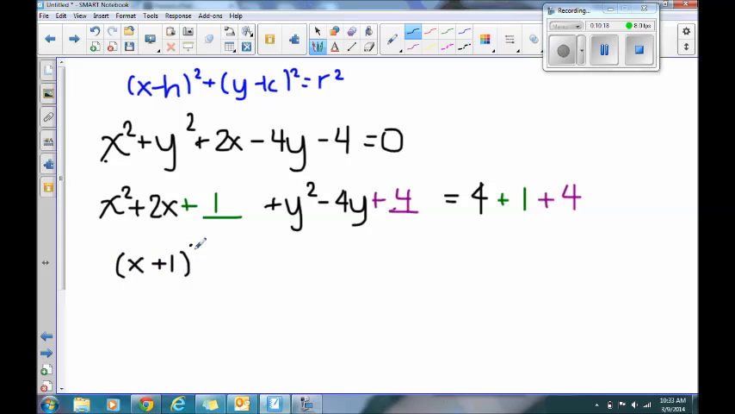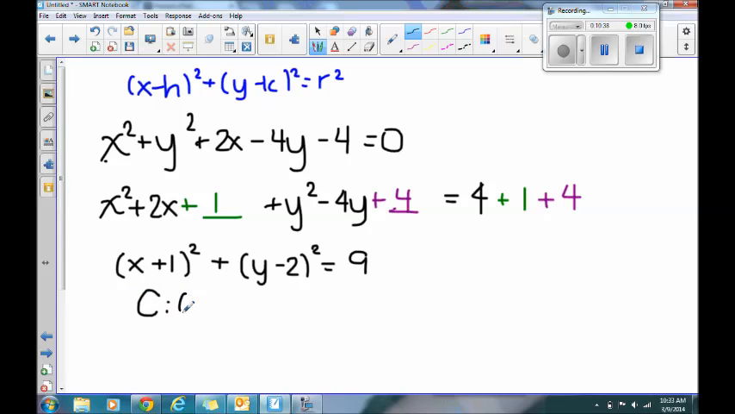The two numbers that multiply to get 1 and add to be 2 are 1 and 1. The numbers that multiply to be 4 and add to be negative 4 are negative 2 and negative 2. And then if we combine all of our terms on the right, we get a 9 there. Now we're in center radius form.